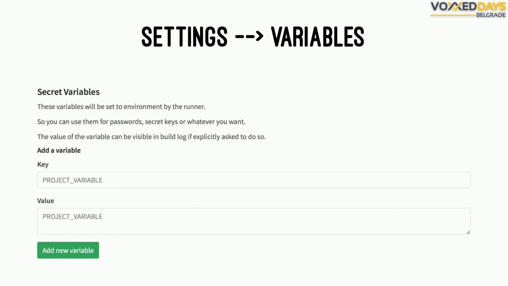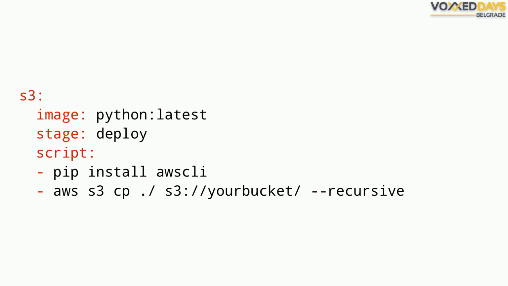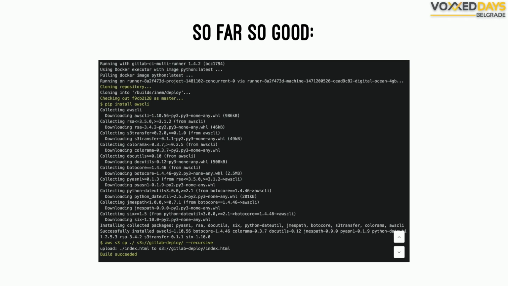There is a place in GitLab. If you go to settings, to the variables section in settings, you can put all the secret variables there and they will be turned into environment variables during the execution. So the configuration looks like this. And we push it again and it looks like it works. So it executes all the things we specified.